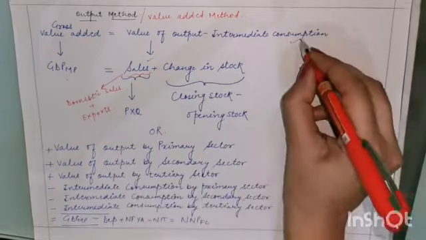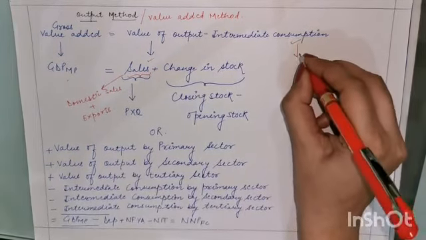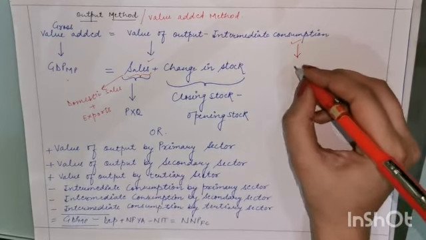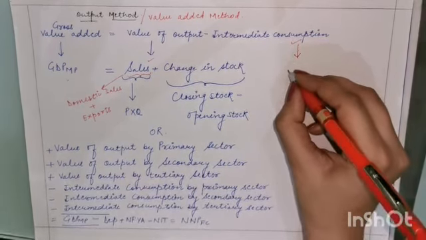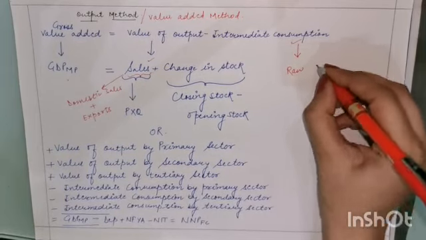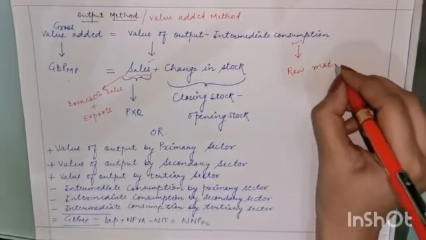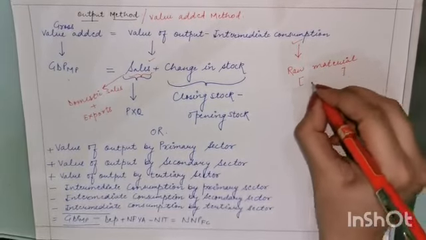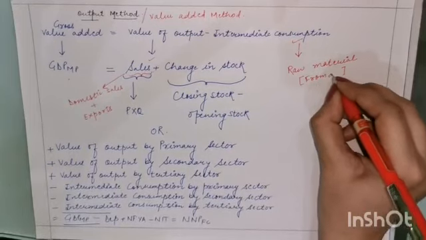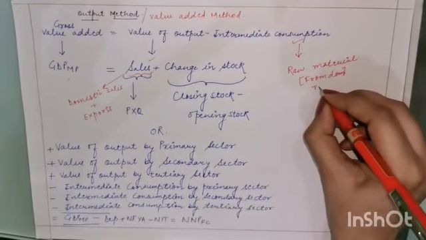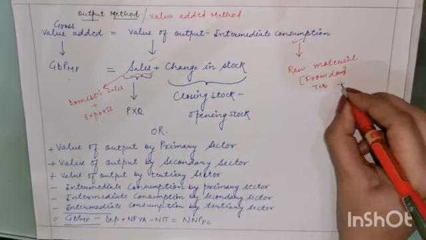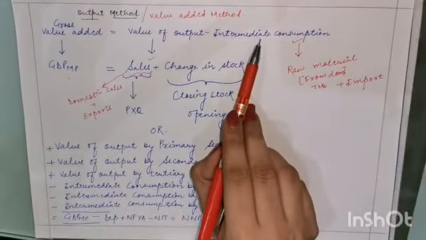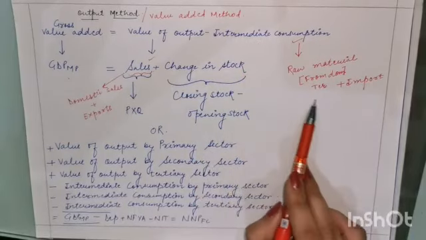The same is true for intermediate consumption. Sometimes the question does not give you the value of intermediate consumption. How to find the value of intermediate consumption? If the question says raw material is being taken from inside the territory, raw material from the domestic boundary, then you have to add imports to this to find the value of intermediate consumption. That means if intermediate consumption is given, we are to ignore all such values.